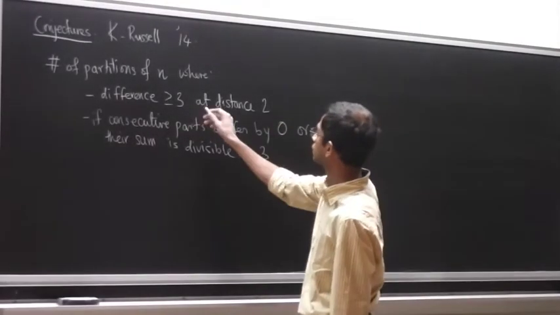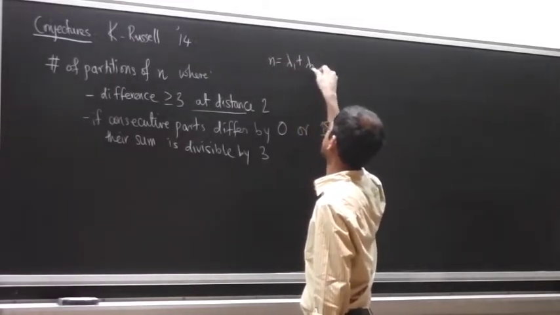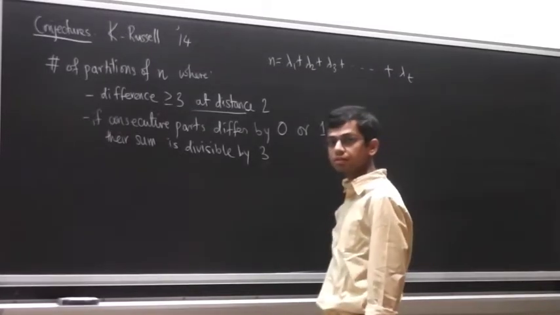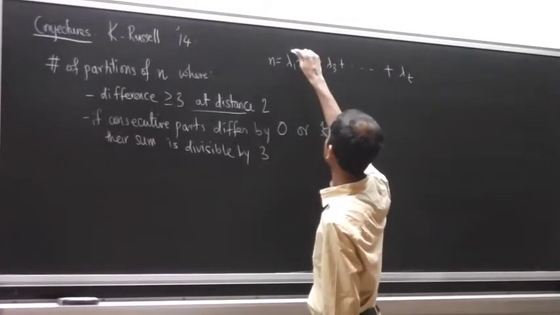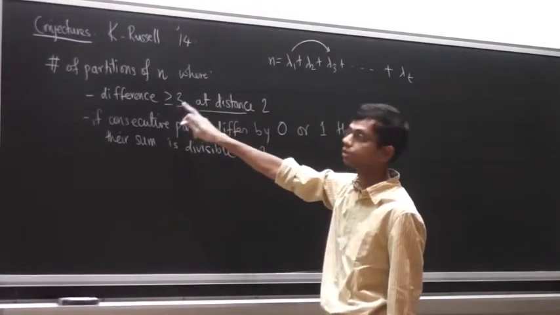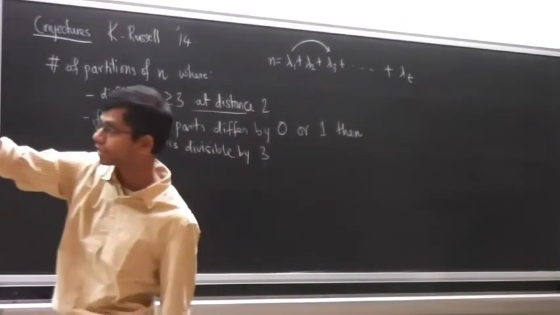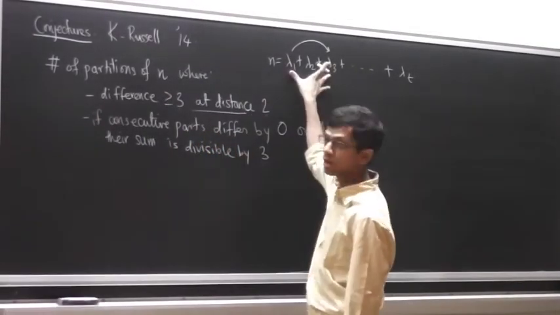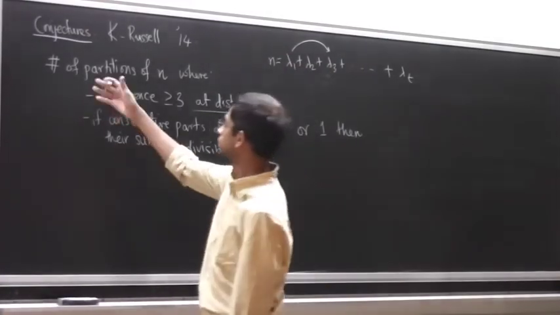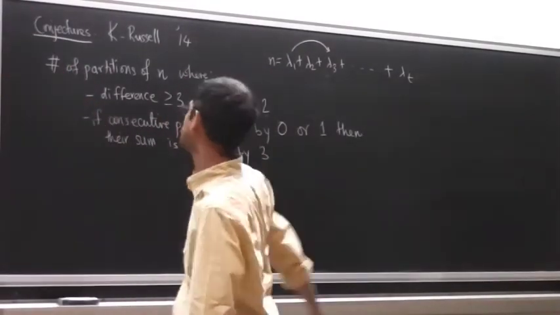What does this mean? This means that if you write your partition as, let's say, something like that, anytime you jump over 2 plus signs, you should get a part that is at least 3 higher than what you started. So instead of adjacent parts, here the condition is about parts at a distance. So this is the sum side, or the difference conditions.